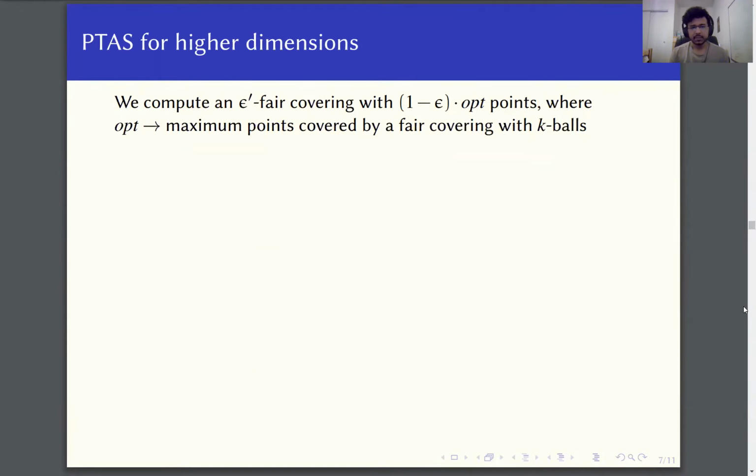Our PTAS computes an epsilon-prime fair covering with (1 minus epsilon) times OPT many points, where OPT is the maximum number of points covered by a fair covering with k balls. Hence, we obtain a bicriteria approximation where one criterion is maximum coverage of points and the other criterion is fairness.